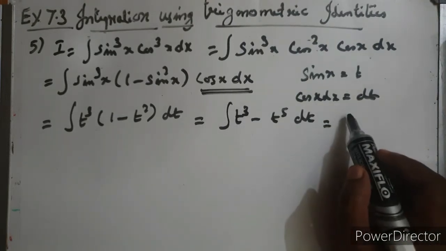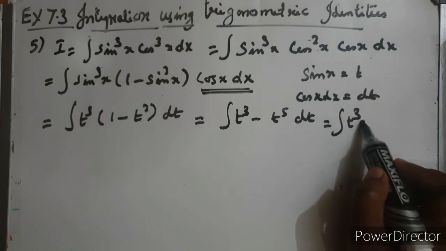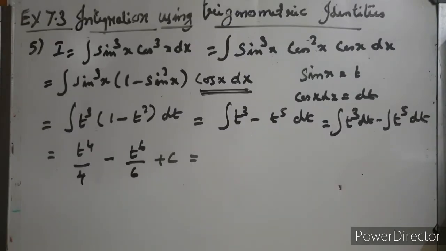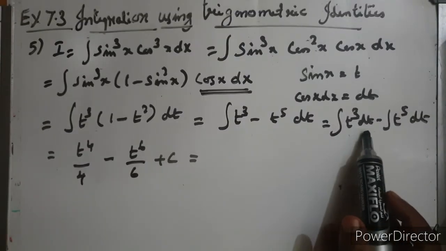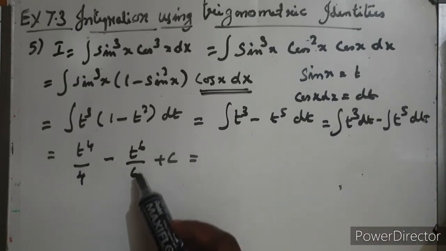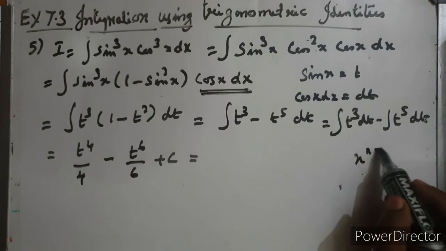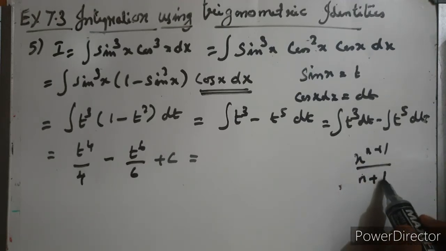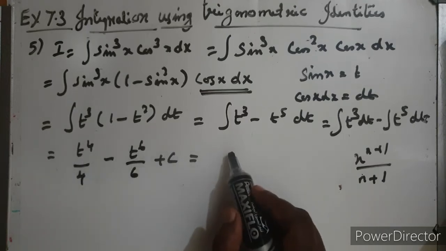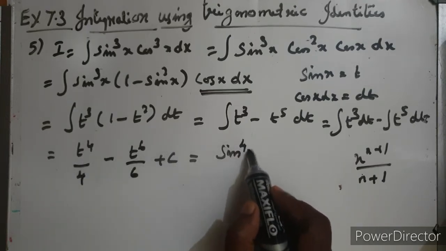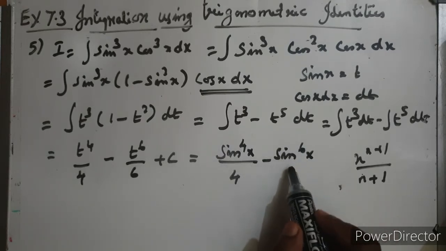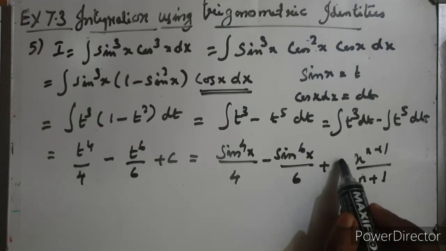We can separate this, otherwise we can directly integrate: integral of t cube dt minus integral of t power 5 dt. So when we integrate t cube dt, we get t power 4 by 4 minus, when we integrate t power 5, we get t power 6 by 6, using the formula x power n plus 1 by n plus 1, plus c. So which is equal to, replacing t with sin x, sin power 4 x by 4 minus sin power 6 x by 6 plus c.